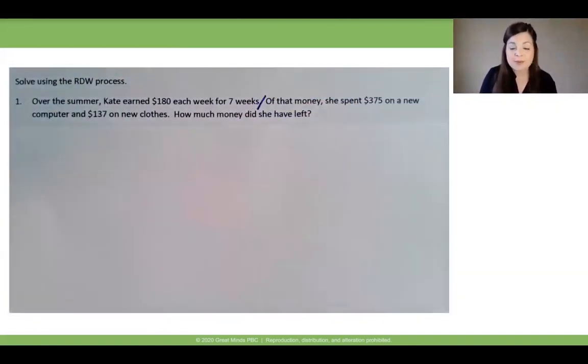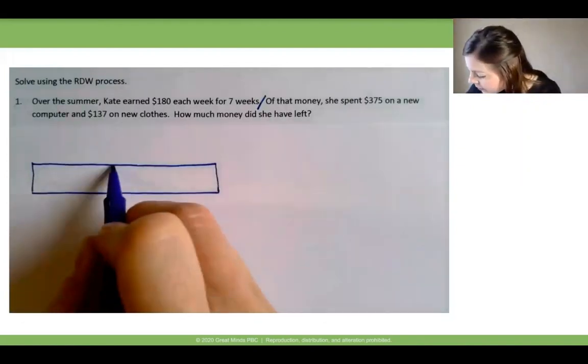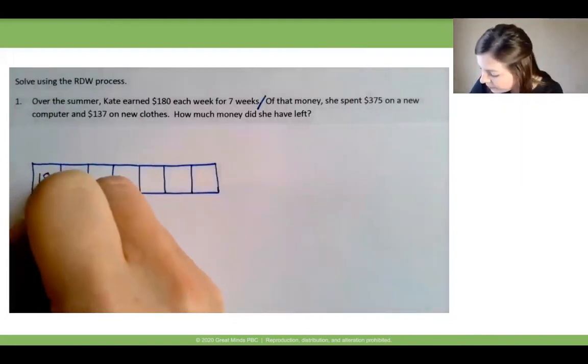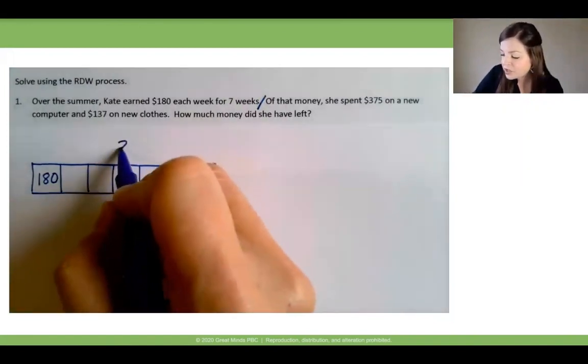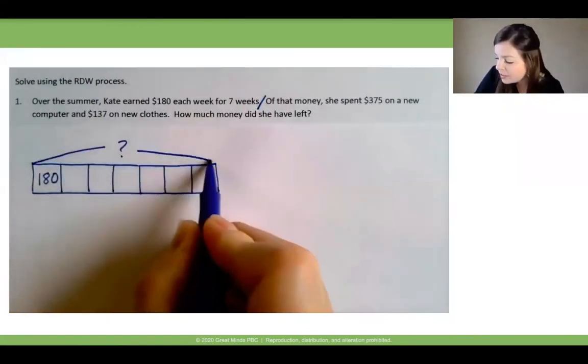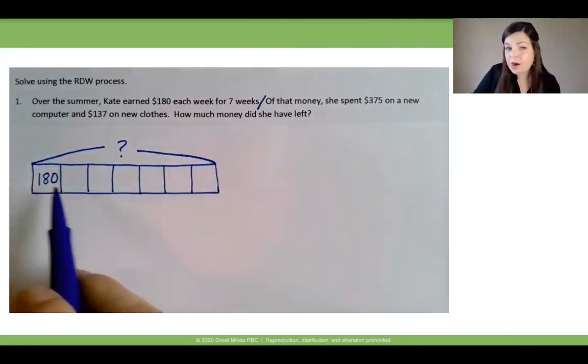Now, can we draw something to represent that part of the story? Yes, we can. What can we draw? Let's draw a tape diagram with 7 equal units to represent the 7 weeks, and each unit with a value of 180. Now, do we know the total value of this tape of all 7 units? No, we don't know the total value yet, so let's label a question mark here at the top to show that we don't yet know the value of all 7 units.